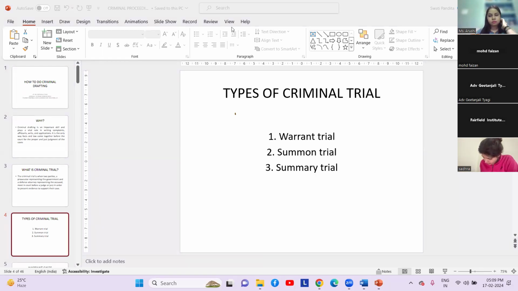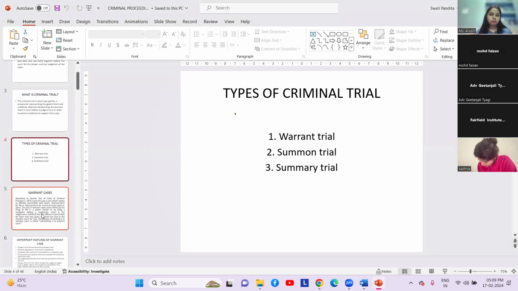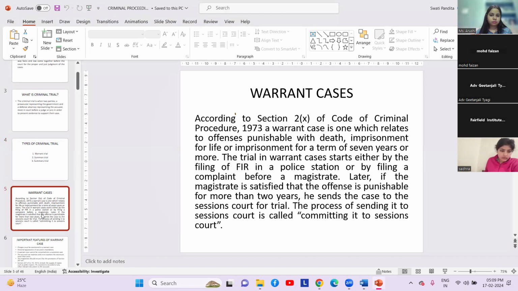Criminal trials are of three types: the warrant trial, the summons trial, and the summary trial. I'll move forward with the warrant cases. What is a warrant trial? According to Section 2(x) of the Code of Criminal Procedure 1973, a warrant case is one which relates to an offence punishable with death, imprisonment for life, or imprisonment for a term of 7 years or more. That means these punishments are grievous in nature, where the hurt is more.